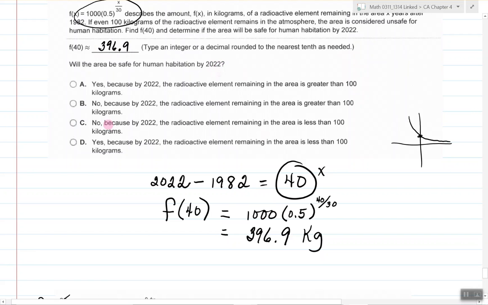Well, the answer is no, because the radioactive element remaining in the area is greater than 100. And they said that it's unsafe if there's even 100. And there's almost 4 times as much. So this is no. This is an exponential function, and because the base is a value between 0 and 1, it's a decay curve.